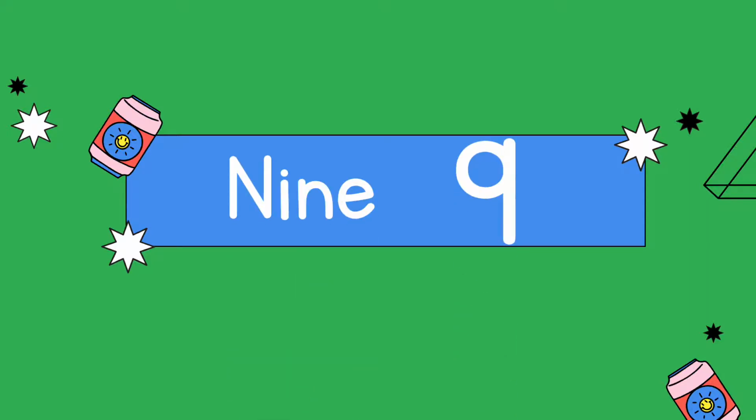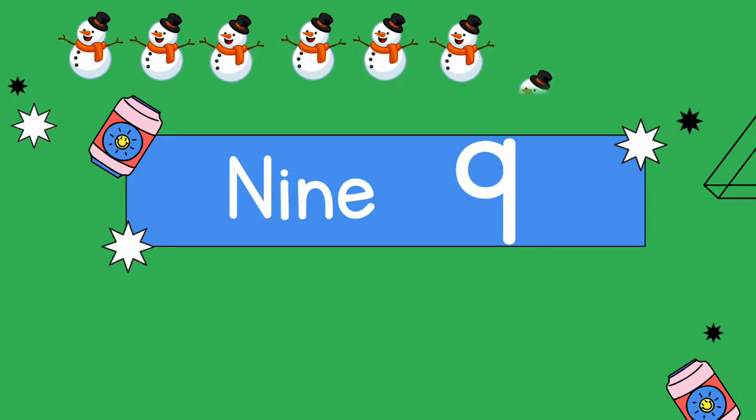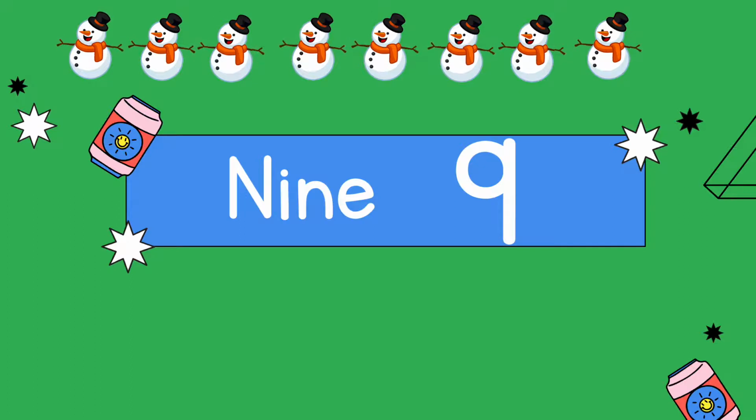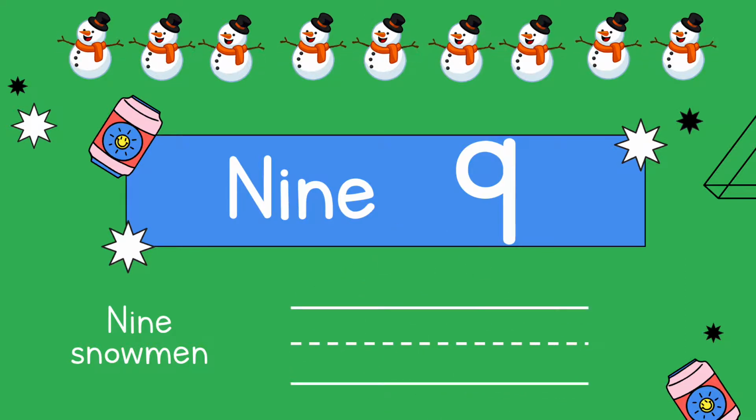This is number 9. 1, 2, 3, 4, 5, 6, 7, 8, 9 snowmen. Write number 9.